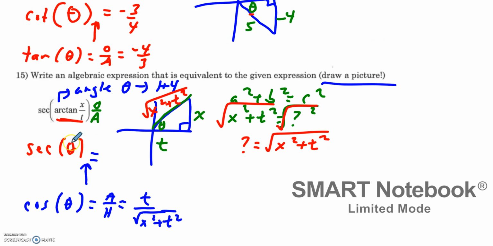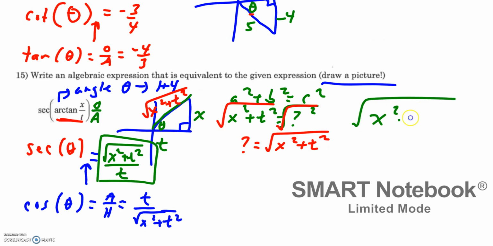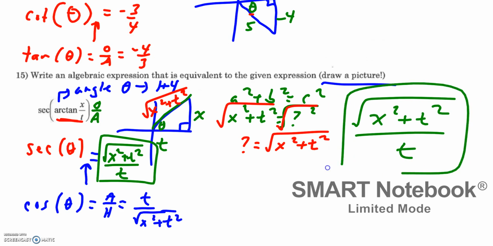The actual final answer here though is the reciprocal, which would be the square root of x squared plus t squared all over t. Let me write that more clearly over here. The answer is the square root of x squared plus t squared all over t. And we cannot cross out these t's, again, because this t squared is underneath the square root.